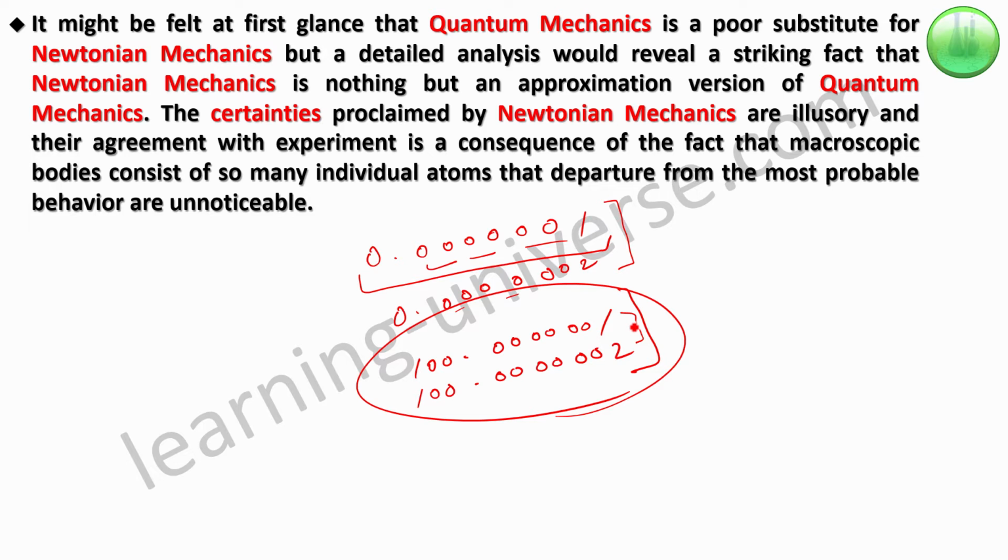And therefore, quantum mechanics merges with Newtonian mechanics when you look at macroscopic objects. But remember, quantum mechanics works even for macroscopic objects. The only difference is that whatever quantum mechanics predicts is not noticeable. If you were able to notice that, then quantum mechanics would work perfectly well with macroscopic objects also. So quantum mechanics and Newtonian mechanics merge for macroscopic objects.